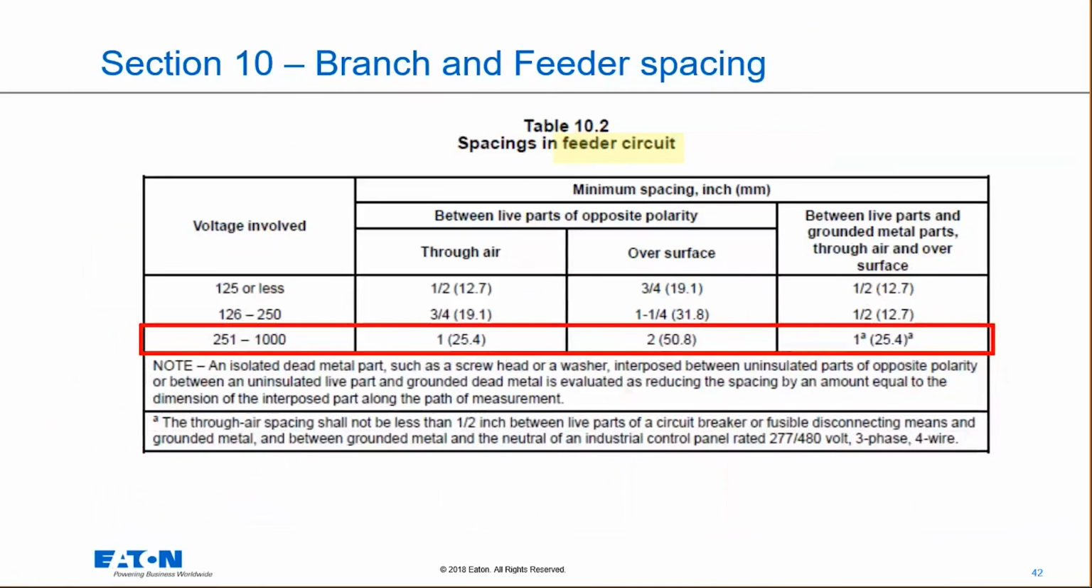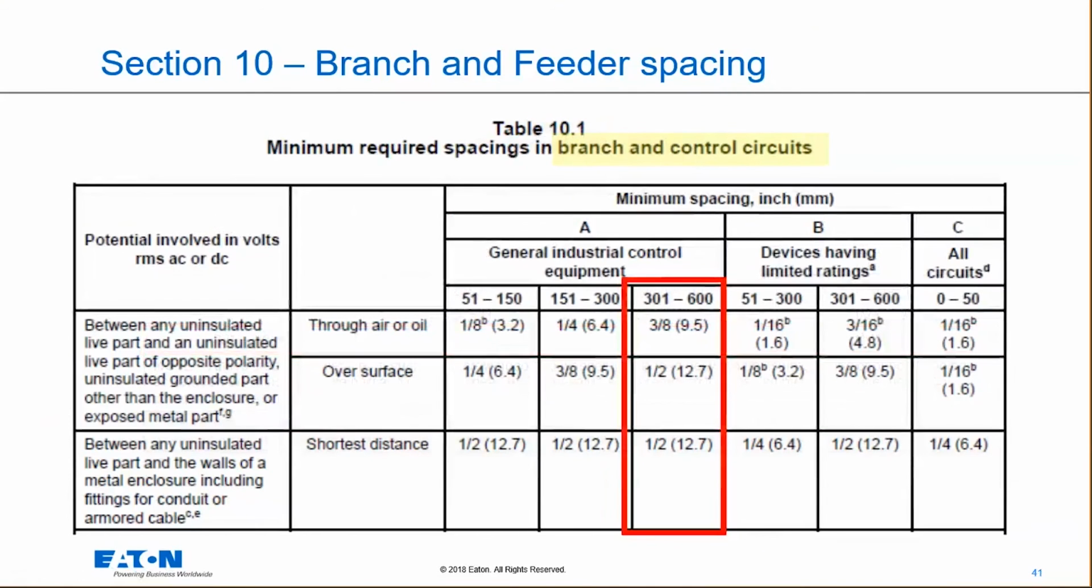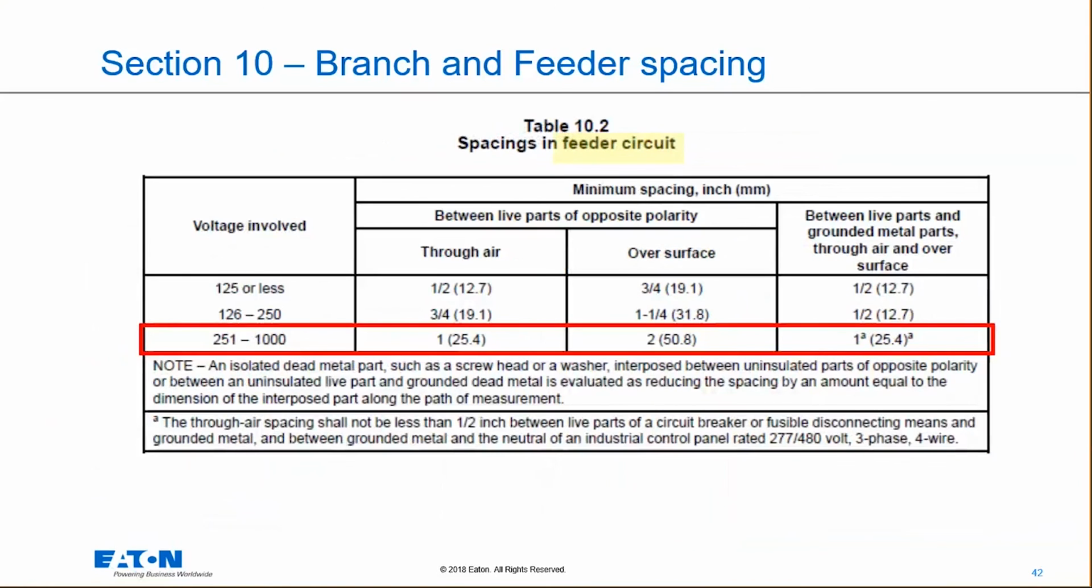If I go back to the branch circuit, I'll see that I maybe need 3/8 inch or 1/2 inch at most over surface to be used in a branch circuit. When I go to a feeder circuit, I now need much more clearance, right? It's typically going to carry much more current. It's going to multiple pieces of equipment. So now in this case, I've got 1 inch through air and 2 inches over surface. So just be aware that there's a difference between branch rated devices and feeder devices.